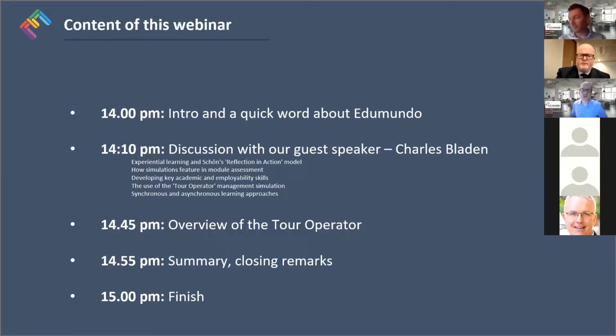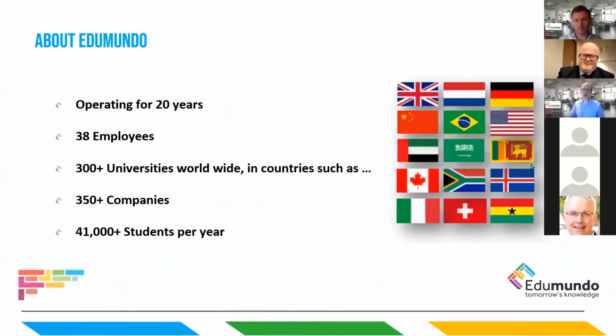So for example, of course, experiential learning, but specifically around the reflection and action model by Donald Schön. And we're talking about how simulations feature in module assessment. So also around skills, of course, a really important topic, which we often talk about when we're talking about simulations. We'll be going in towards the end. Actually, we've got an overview of the tour operator as well. So we've allowed about 10 minutes towards the end for anyone who's not familiar with the tour operator simulation. It'll give you a chance to get a very high level, quick view of the simulation. So that'll hopefully be useful for those who are interested. We'll leave 5 minutes as well for a bit of closing remarks at the end, and hopefully finish on time at 3.